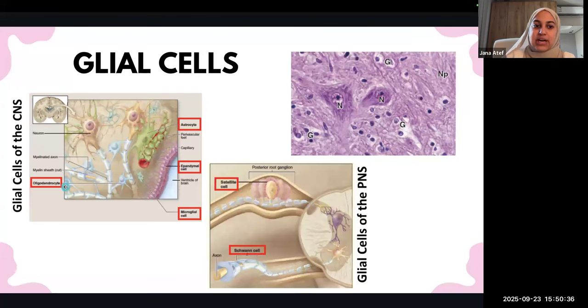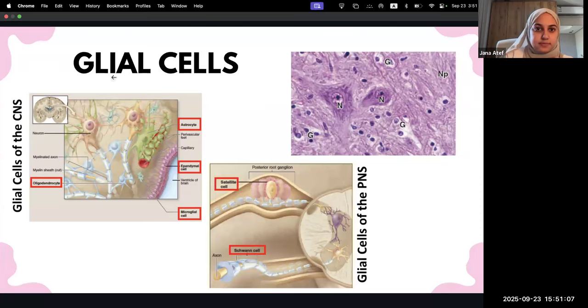What are they? In the CNS, you have oligodendrocytes, astrocytes, ependymal cells, and microglial cells. We're going to go into detail for each of them, but just know that these four are found in the CNS. Now, the ones found in the PNS are the satellite cells and the Schwann cells. We're also going to go into detail about what they are, okay?